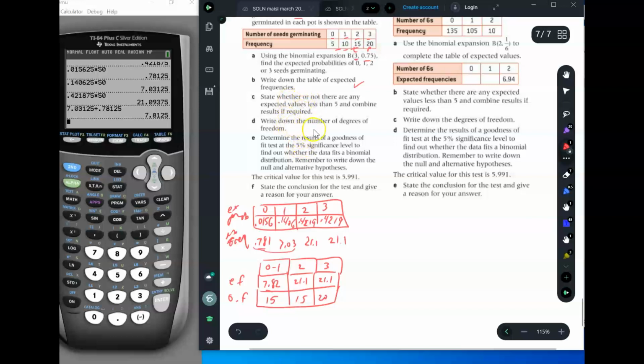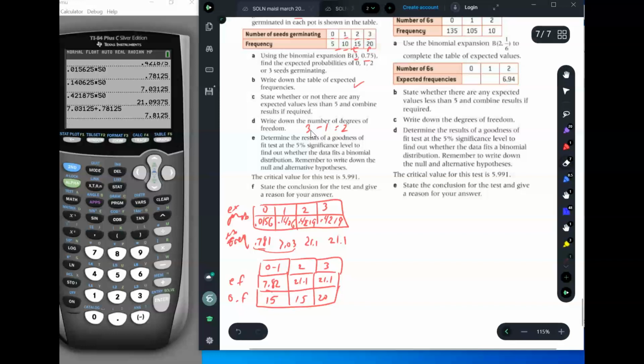Part D, write down the number of degrees of freedom. So the number of degrees of freedom now is 3 minus 1 equals 2. So 3 minus 1 equals 2 for this one. And then the next part says, determine the results of a goodness of fit test at 5% significance level to find out if the data fits a binomial distribution. Remember to write down the null and alternative hypotheses.